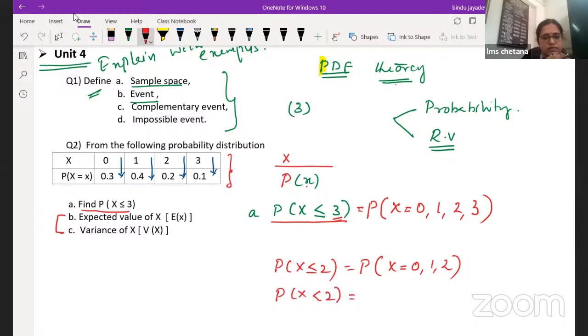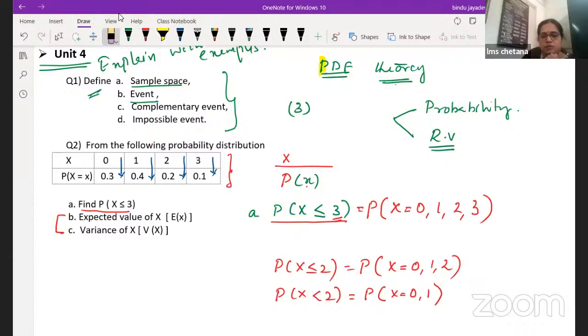Suppose it is P of X less than 2. Any question can come for the exam, right? Less than 2 means what? Probability of X equal to 0, 1, not 2, because there is no equal to. Therefore, inside the table, see which numbers came, and below that number you will write. Understood?